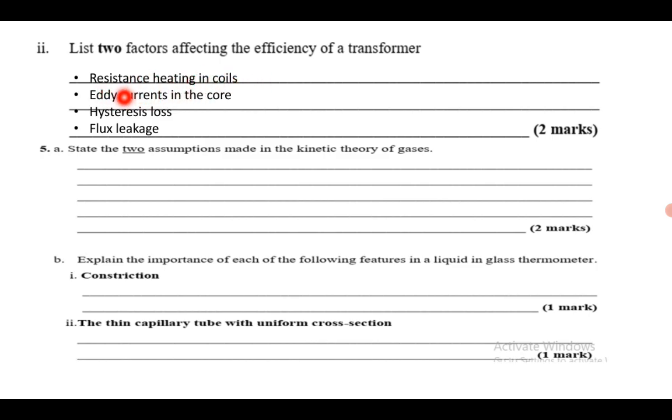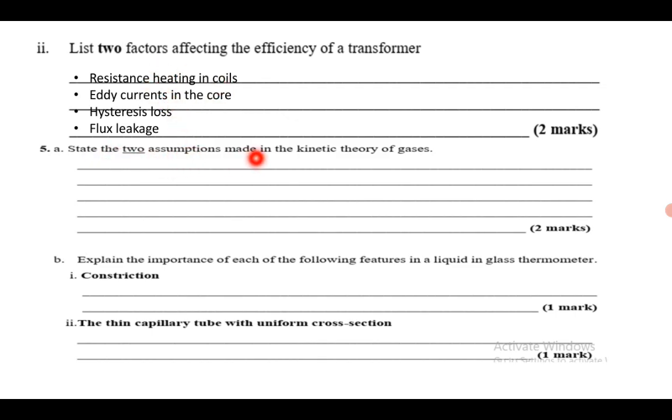Another one is eddy currents, very, very small currents which are lost in the iron core of the transformer, can lead to power losses. Another one is hysteresis loss and flux leakage. Please take note, not linkage, but leakage, not linkage.